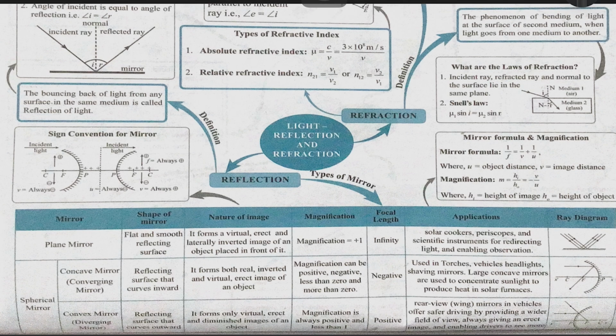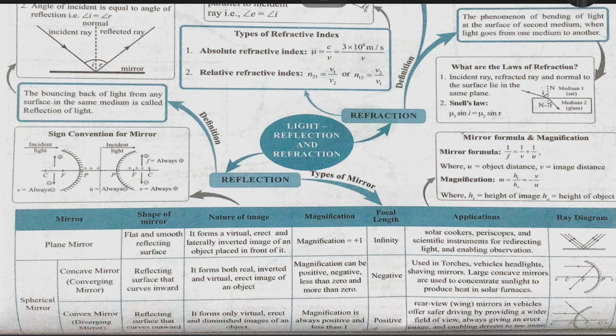Coming to the next type of spherical mirror, it is the convex mirror. It is the diverging mirror. So its reflecting surface is curved outwards. You can observe here the reflecting surface is curved outwards. It forms virtual, erect, and diminished images of an object.